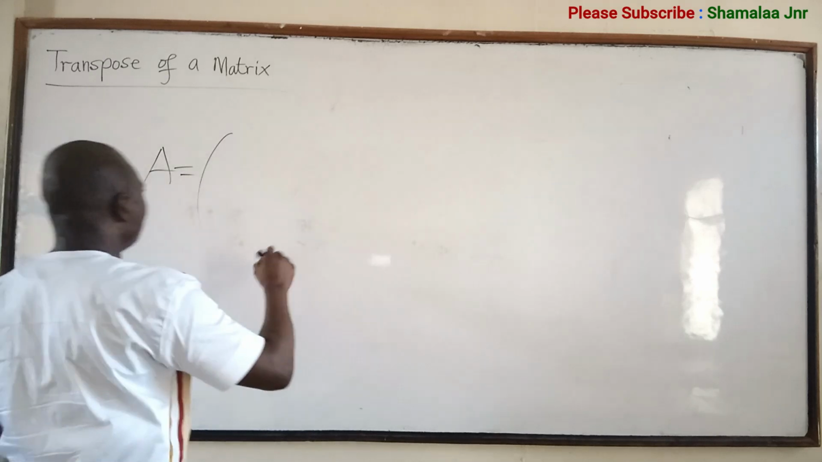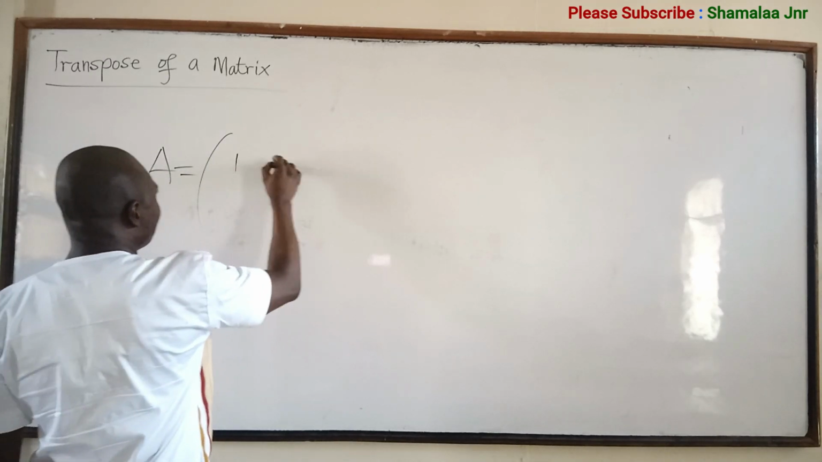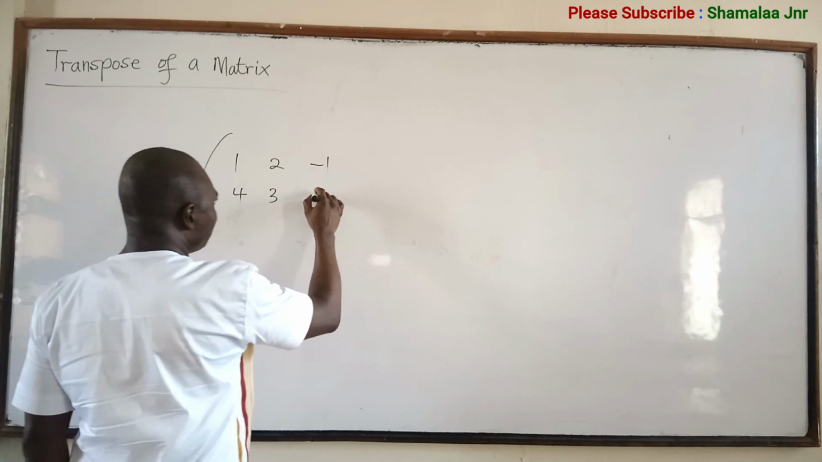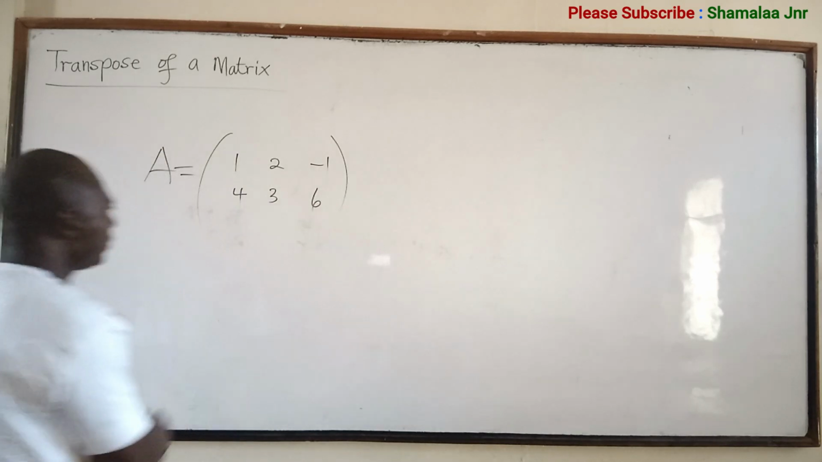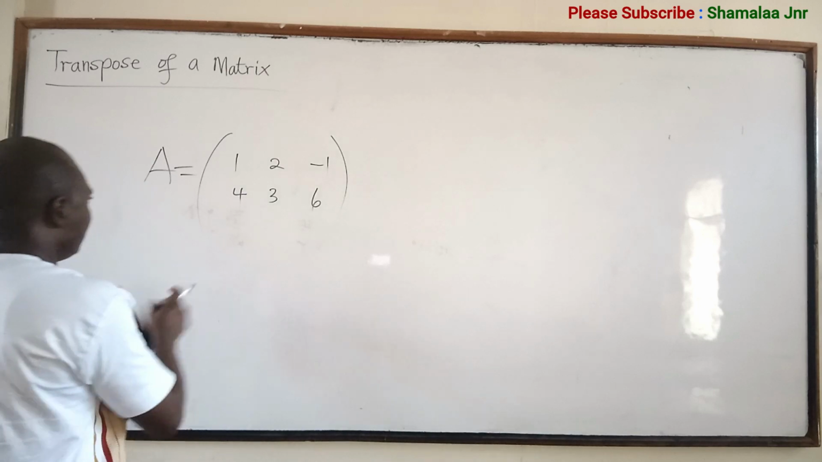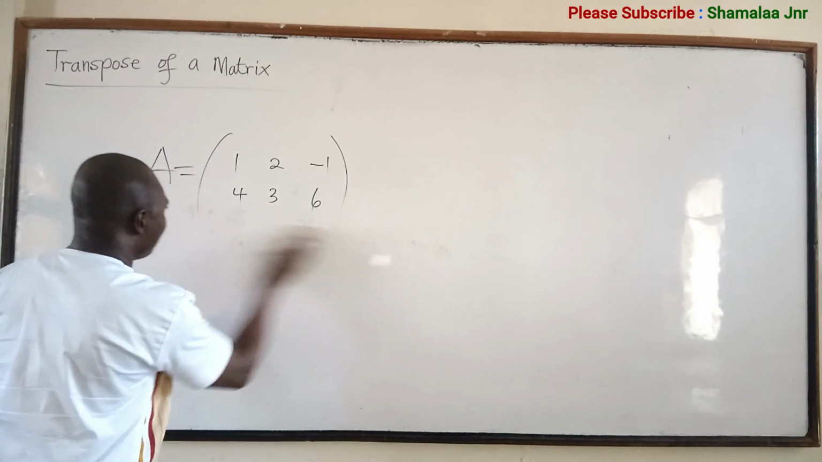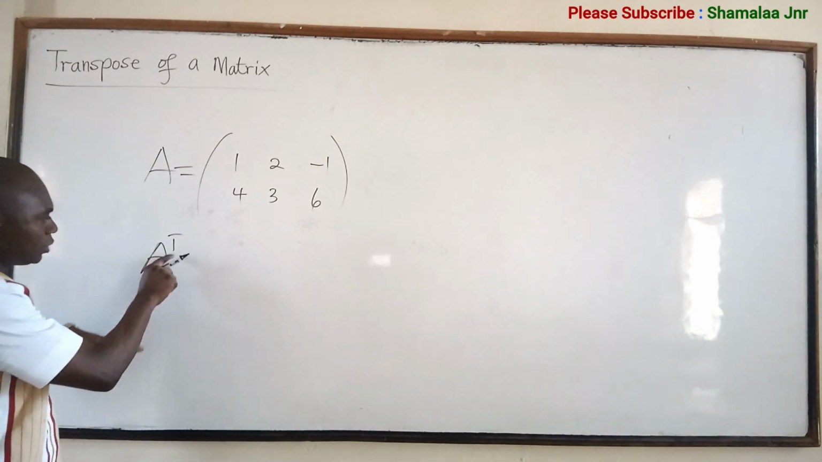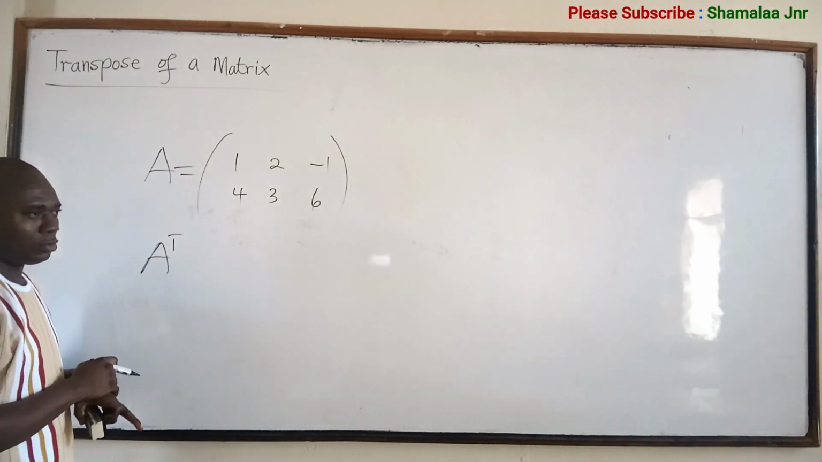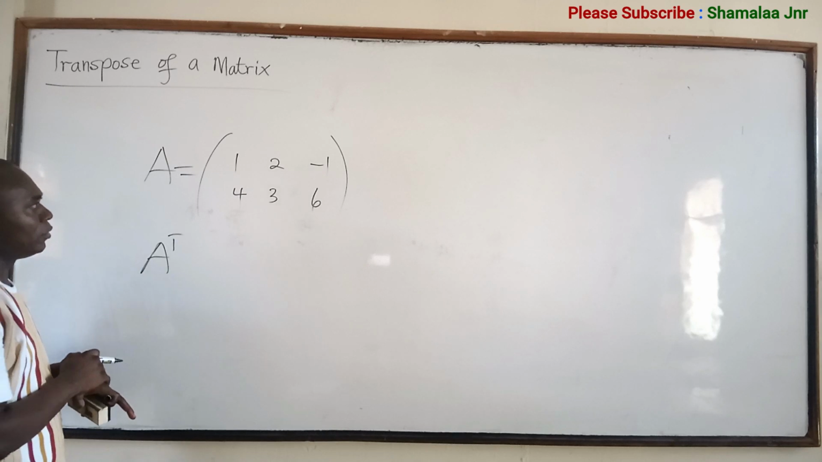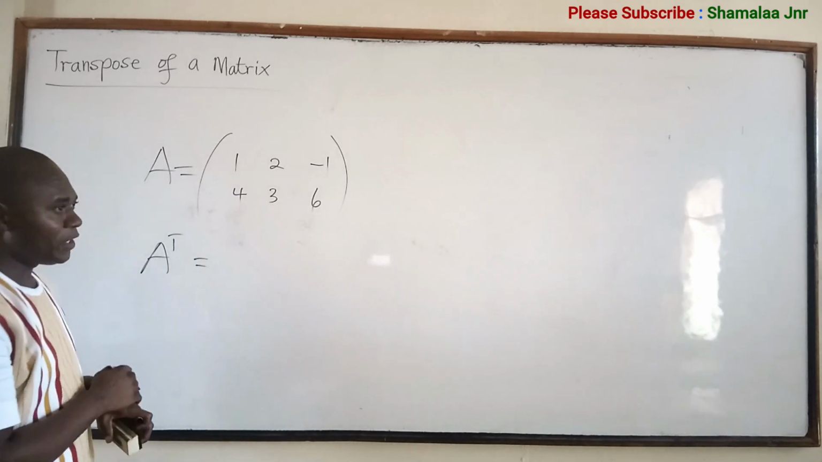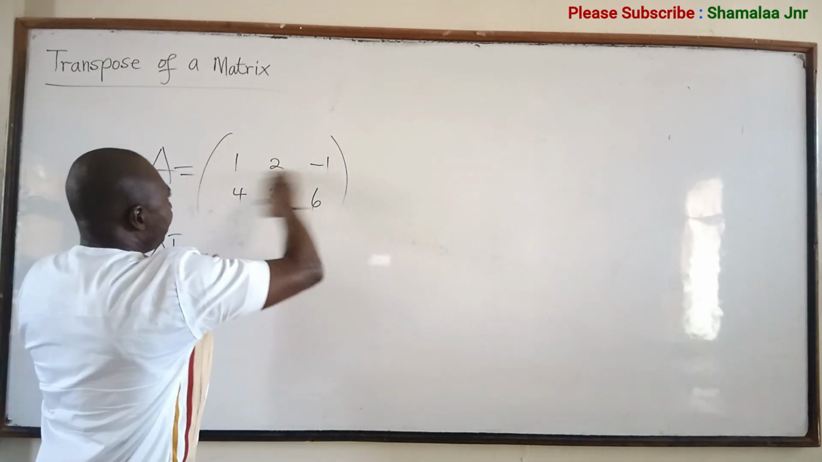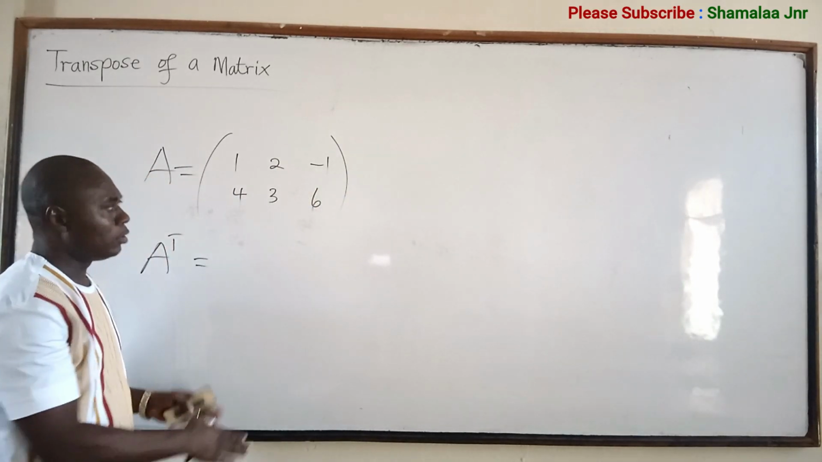which is equal to, say, 1, 2, negative 1, 4, 3, 6. When you have this matrix A, to find the transpose of this matrix, which is denoted this way, if I write A this way, it means A transpose. To find the transpose of this matrix, the rows of this matrix should become columns.